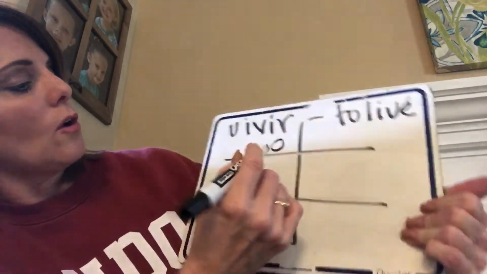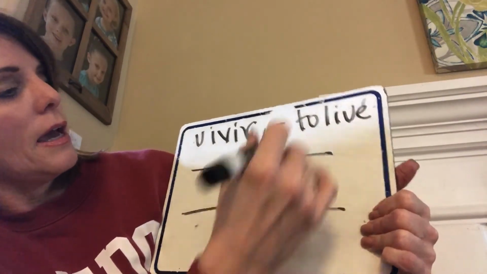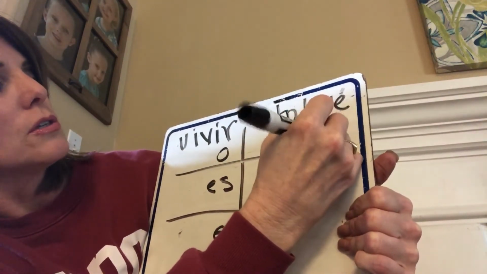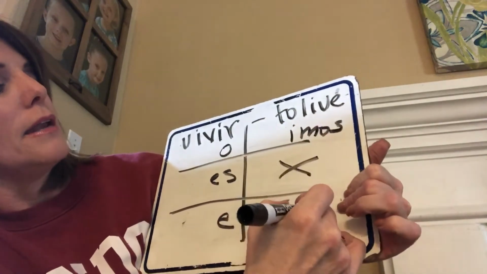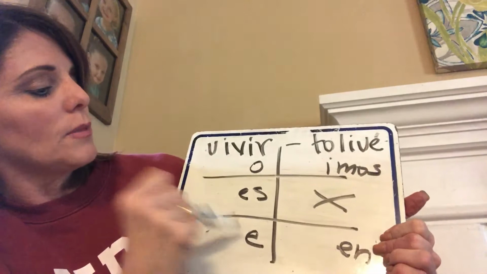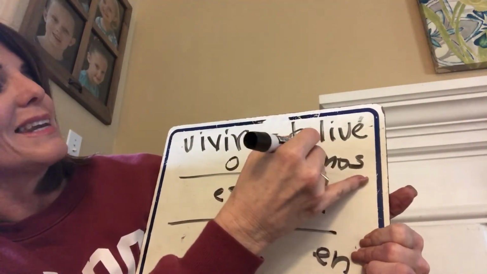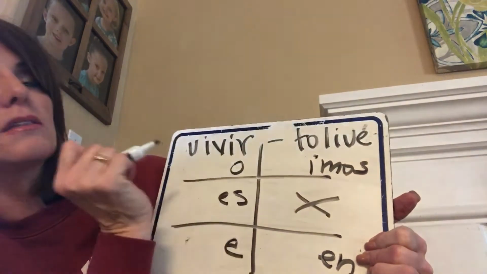So we've got o, es, e, imos, and en. Now you'll see some similarities with ER verbs. This is the same, this is the same, this is the same, and that's the same. The only difference is the nosotros form, which takes an IMOS, which makes sense because this is an IR verb.